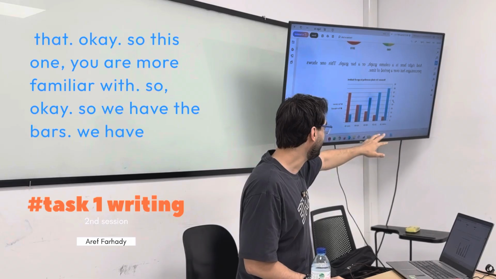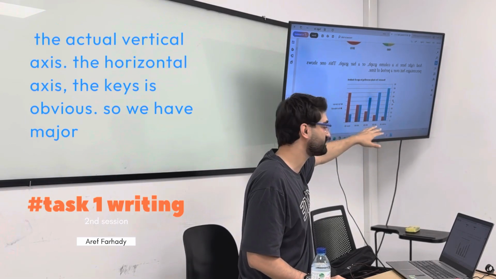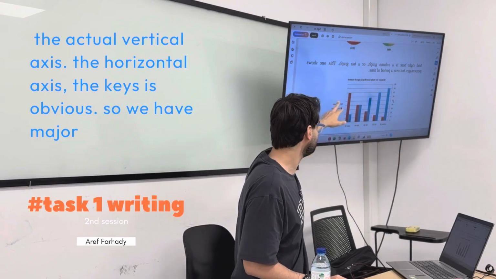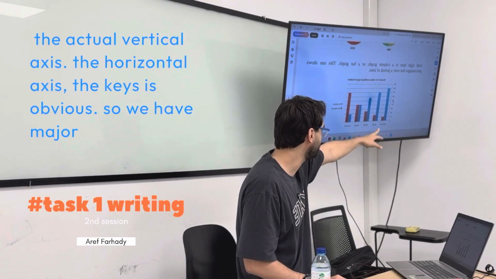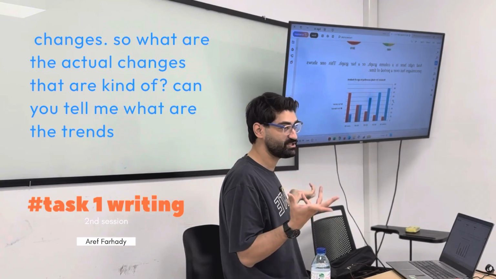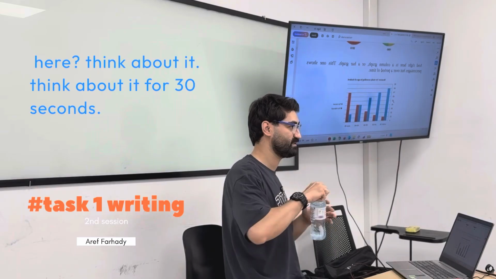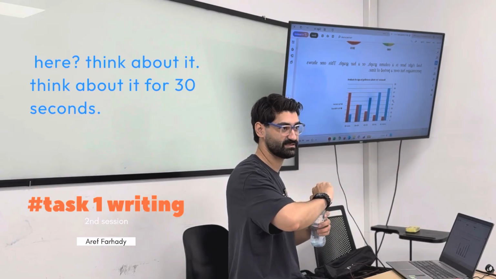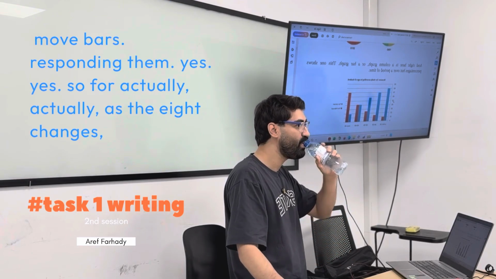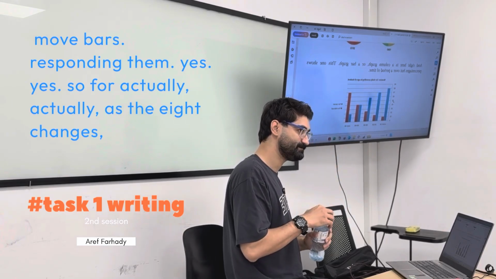So we have the bars, the vertical axis, the horizontal axis, and the keys are obvious, so under 20. We have age ranges. So what are the changes? Can you tell me what the trends are here? Think about it for 30 seconds. The blue bars are sliding down.